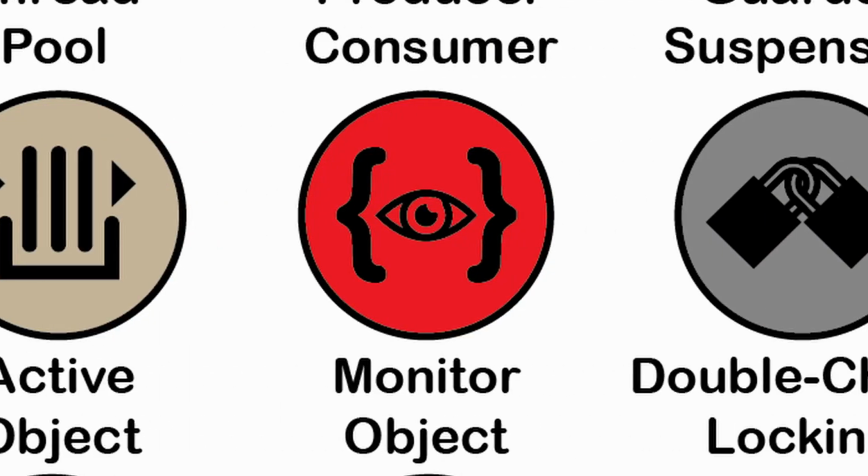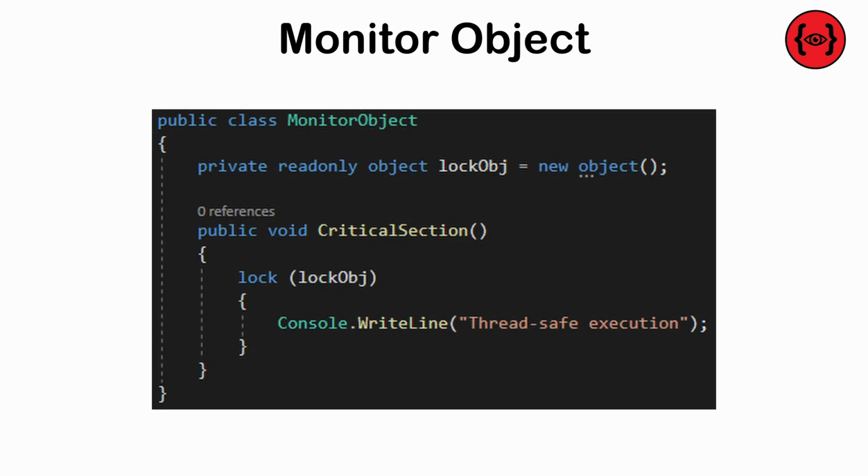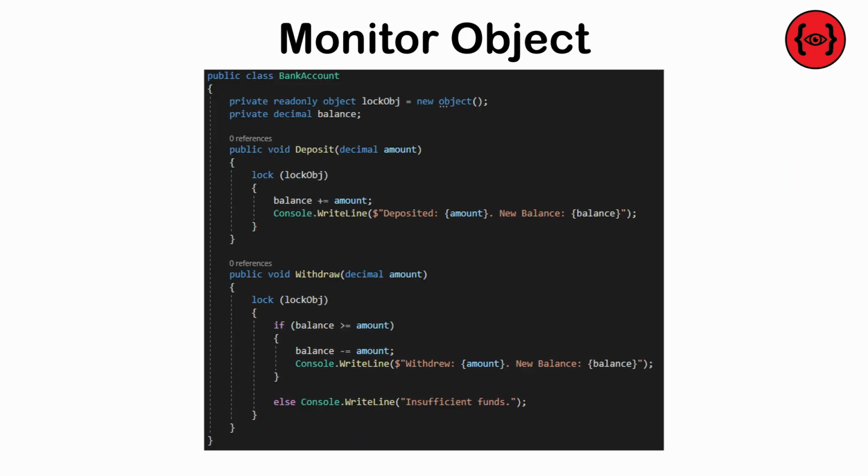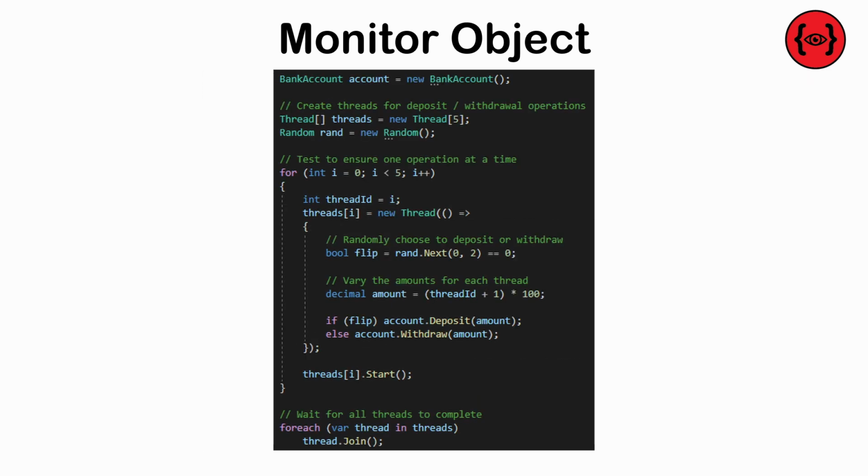The monitor object pattern. A means of simplifying thread synchronization by encapsulating it in a single object. The monitor ensures threads access shared resources in a controlled manner. It's a versatile pattern, but can create bottlenecks if overused.